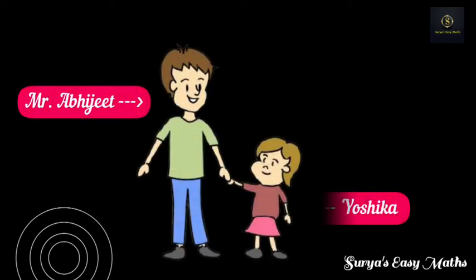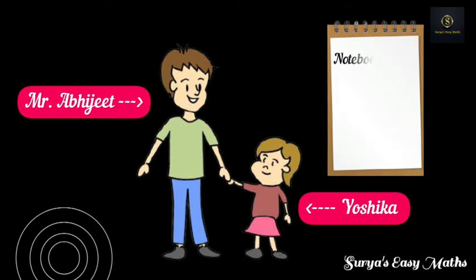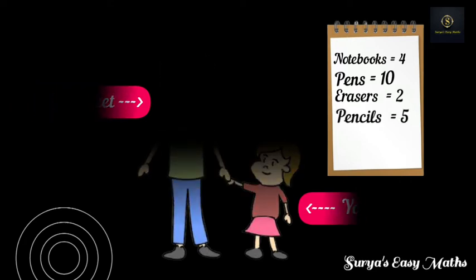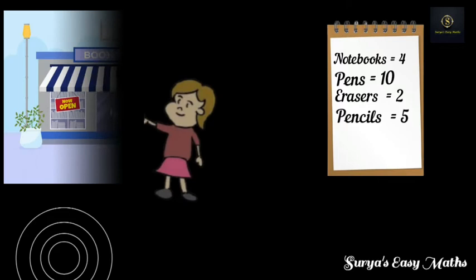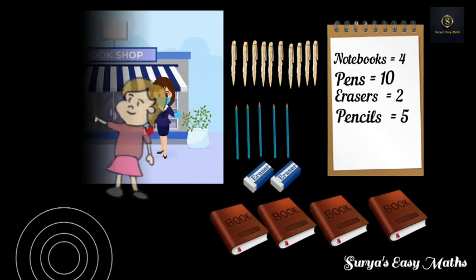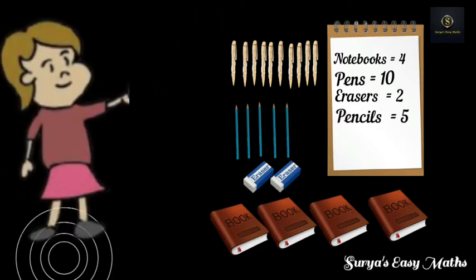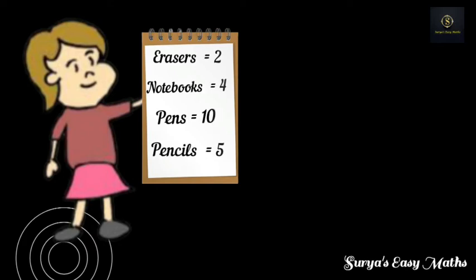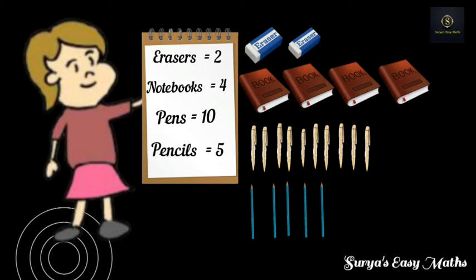Mr. Abhijit asked his daughter Yoshika to buy some notebooks, pens, erasers and pencils in the following quantities. Yoshika goes to the bookshop and buys the things. Now she checks the things given in the list to know whether she has bought all the things in the list or not. So let's check whether she has brought all the things properly with the same quantity.